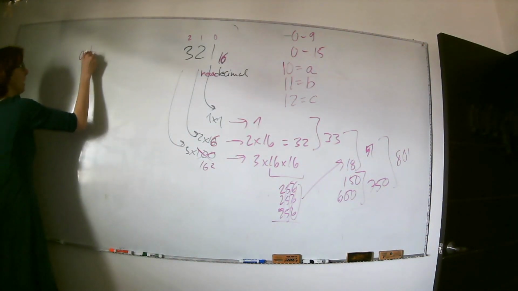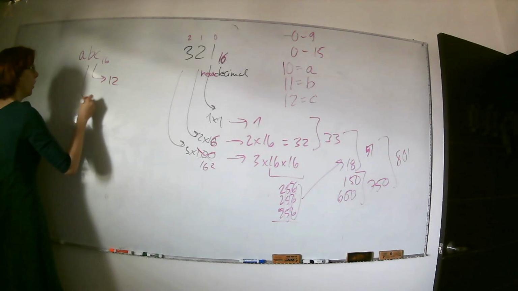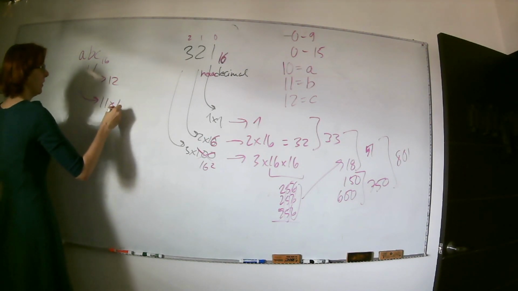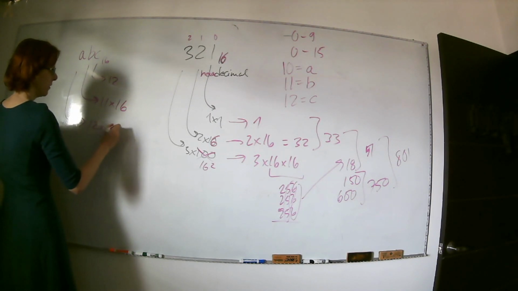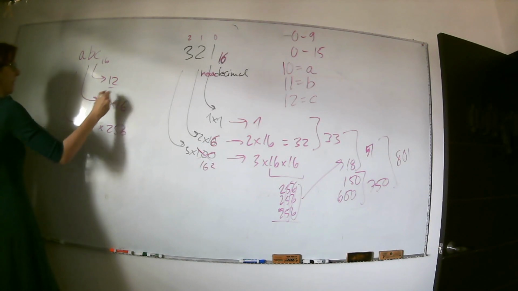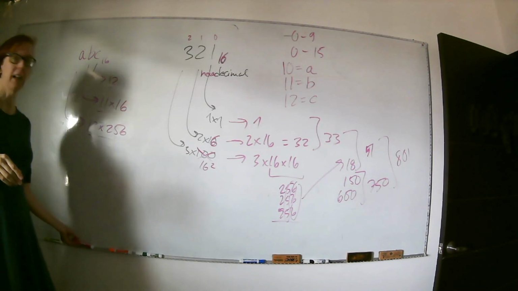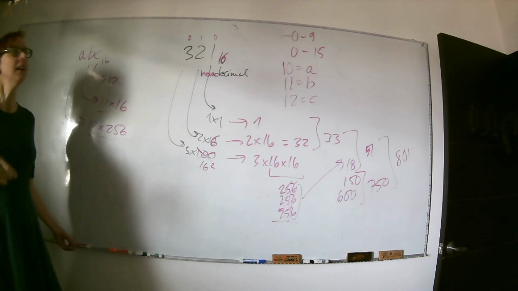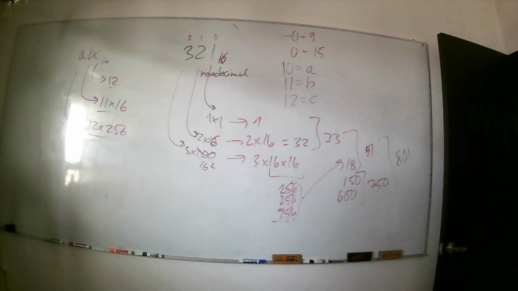So now I have A, B, C, base 16. C means 12 times the 1. B means 11 times the 16. And A means 10 times the 256. So if I sum this with this and this, I obtain the 2748 that we have on the computer. Returning to the computer to see if we're okay.